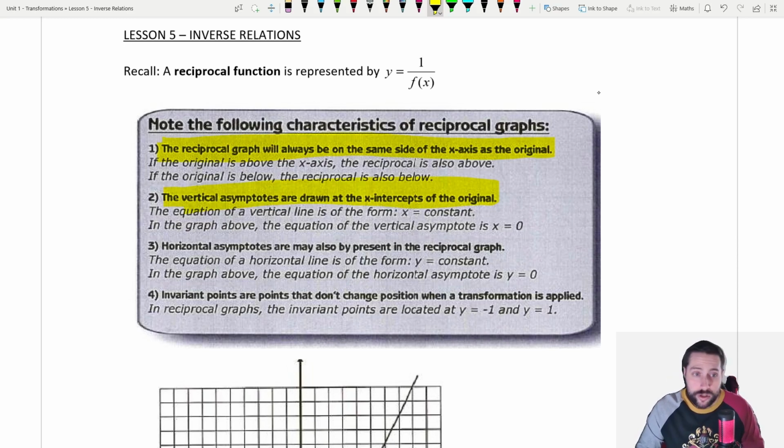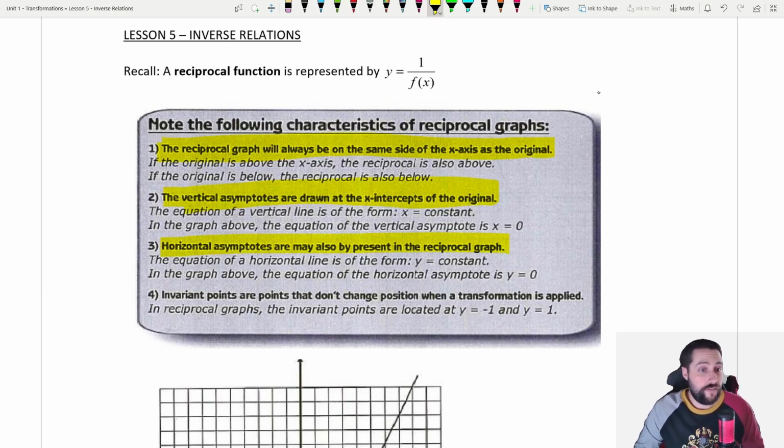3, horizontal asymptotes may also be present in the reciprocal graph. So the equation of the horizontal line is of the form y is equal to a constant. So in the above graph, the equation of the horizontal asymptote is that y is equal to 0.